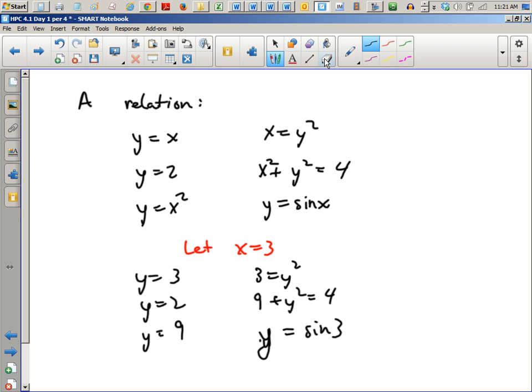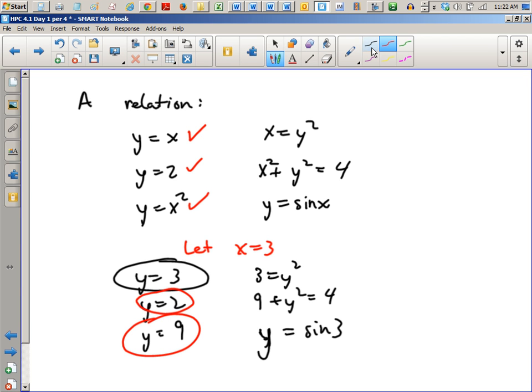So some of these are going to give us a single answer for y. Others might give us multiple answers for y. Okay, so let's look at the first one. We got exactly one value for y. That means that y equals x up there is not only a relation, but it's a function. Okay? The next one gave us y equals 2. That means y equals 2 is a function. The next one we got a single answer 9. So y equals x squared is a function.